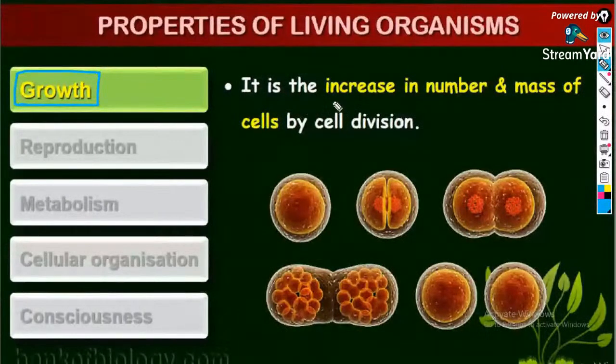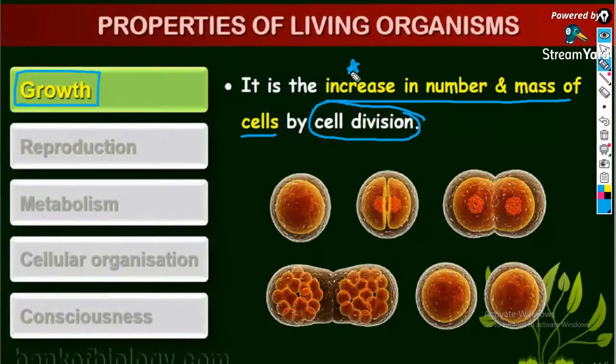So properties of living organism, we have the first one as growth. What do you mean by growth? Growth can be defined as increase in number and mass of cells by cell division. The main keyword is increase in number. Increase in number and increase in the mass, referred to as growth.